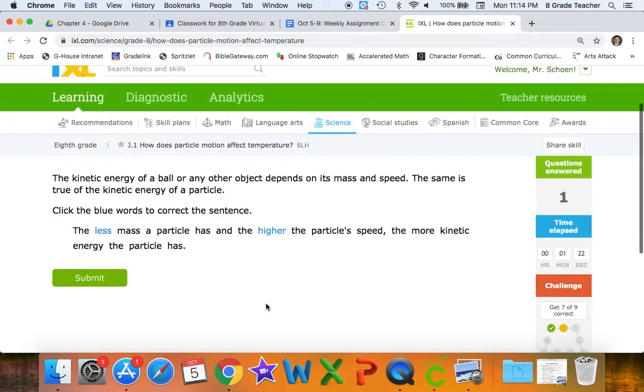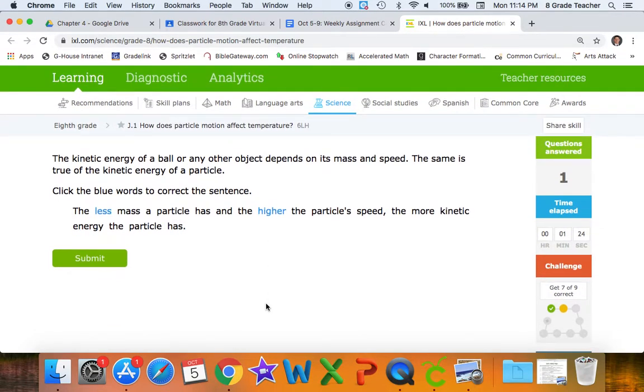Next question. The kinetic energy of a ball or any other object depends on its mass and speed. The same is true of kinetic energy of a particle. Click the blue words to correct the sentence. The less mass a particle has, the higher the particle's speed, the more kinetic energy the particle has. I think it's the more mass a particle has and the higher the particle's speed, the more kinetic energy it has. So mass and speed are the two factors that are calculated when talking about a particle's motion and its effect on temperature.